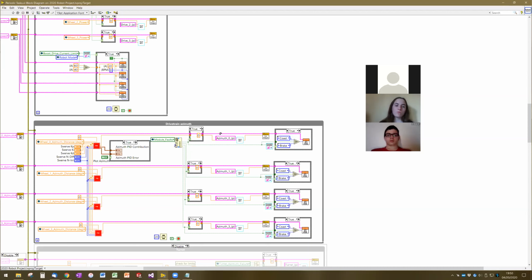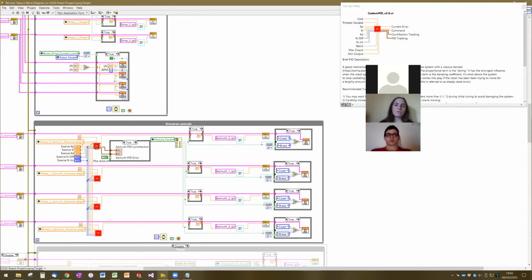And so if you look at the PID block here, we've done something a little bit unconventional, and we're not quite using this properly.